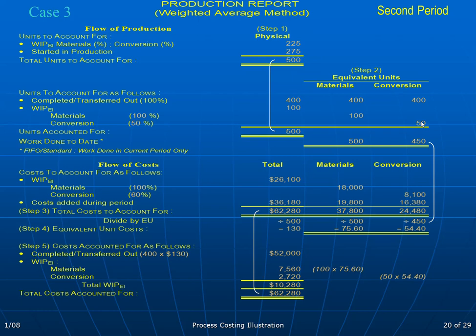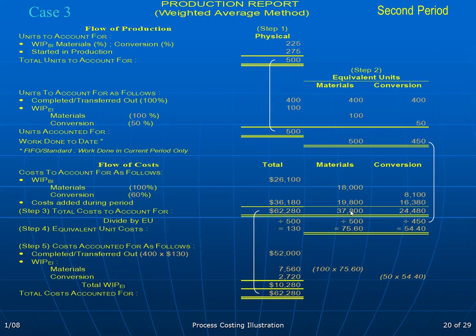Now, what would happen if, instead of materials being introduced at the beginning of the process, materials were introduced at the end? What would this number be right here? It would be 0. Let's assume materials were introduced at the 40% mark in the process. What would this number be? 100. Let's assume it was introduced at the 50% mark. It'd be 100. What if materials were introduced at the 60% mark? It would be 0. So you start to get the idea. Materials are introduced at a discrete point in time. Conversion costs are introduced uniformly throughout the process.